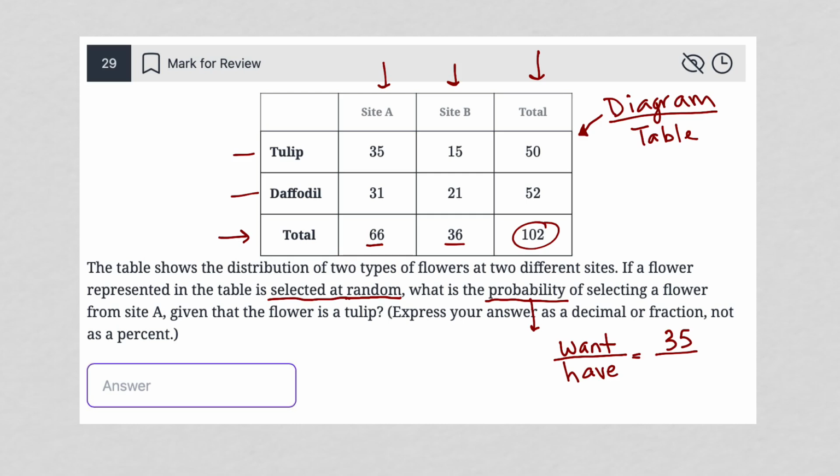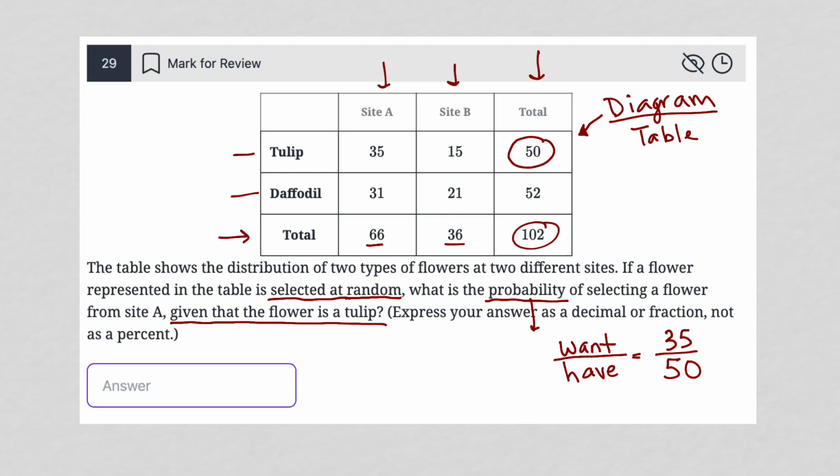Now, let me just make sure I understand this. If a flower represented in the table is selected at random, what is the probability of selecting a flower from site A, given that the flower is a tulip? So given that the flower is a tulip, I think means that I'm only choosing from these 50 here, not from the 102. My reasoning is this wording, given that the flower is a tulip, means we already know that we're choosing from tulips. We're not concerned about possibly randomly selecting a daffodil.